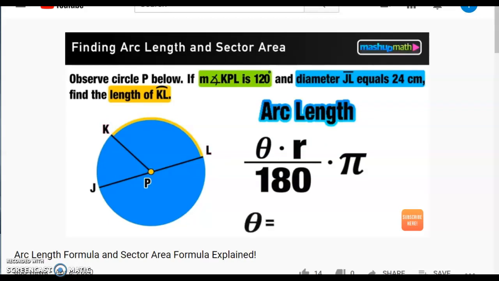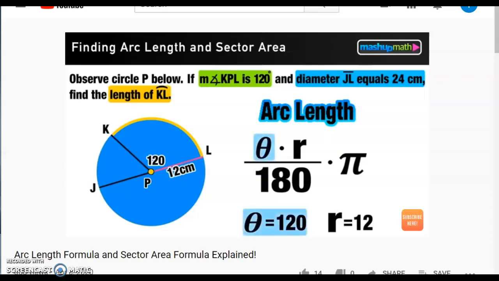So now to use that formula, I need two pieces of info. I need the measure of the central angle theta, and I need the length of the radius. That's going to be our R value. We already know that angle KPL equals 120 degrees. So that's our value for theta. We also know that the diameter is 24 centimeters long. Divide that by 2 gives us our radius of 12 centimeters.